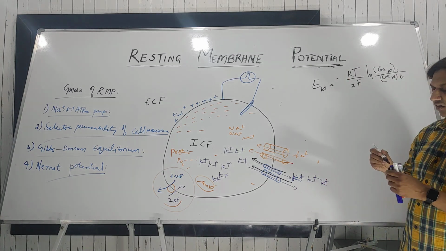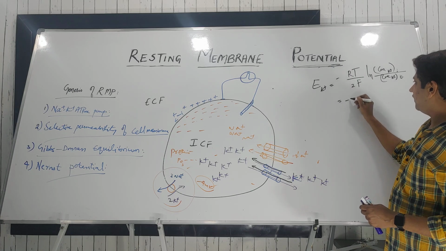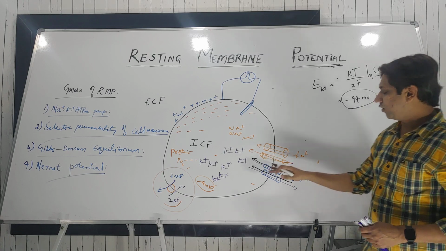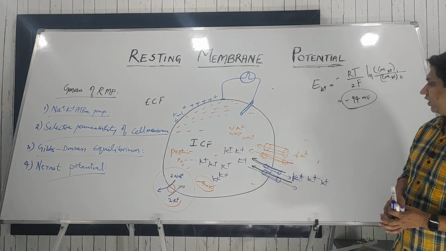And if we calculate this for potassium, it will be around minus 90 to minus 94 millivolt. Roughly minus 94 millivolt. Okay, that is the Nernst equation. So this is the Nernst equation.